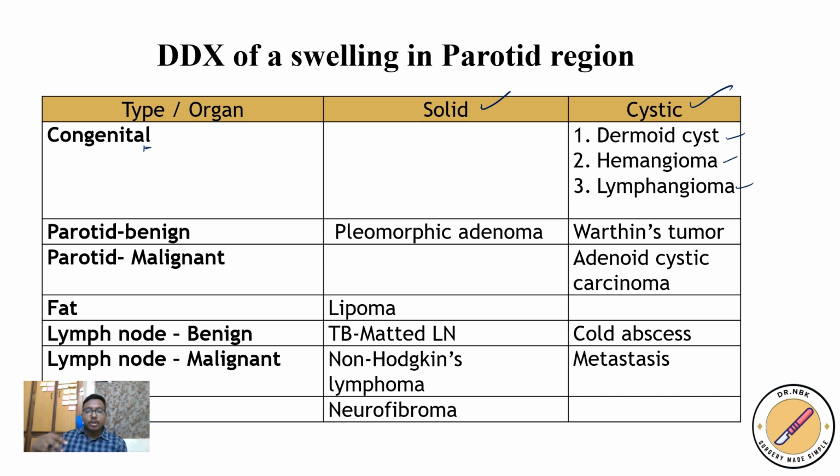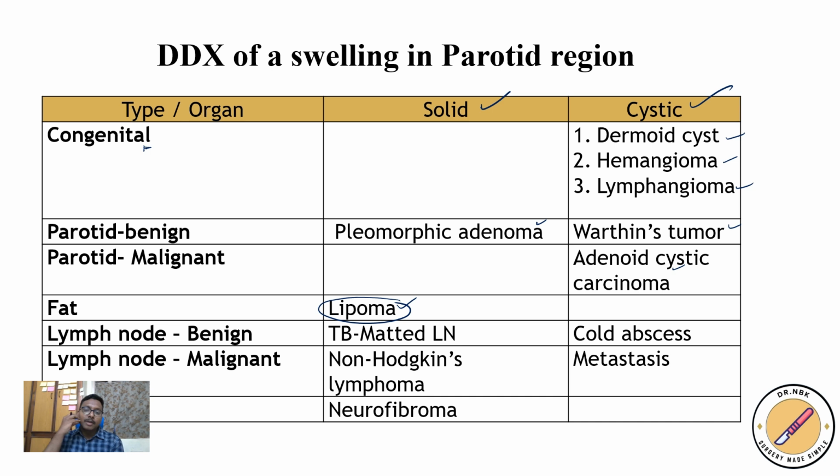Within the parotid gland, what are the possible swellings we can have? Benign conditions are something like a pleomorphic adenoma, and the cystic one is Warthin's tumor. Malignancies can be something like adenoid cystic carcinoma, malignant mucoepidermoid carcinoma, etc. Apart from the parotid gland, there is subcutaneous fat present here. From that fat, a lipoma can arise.